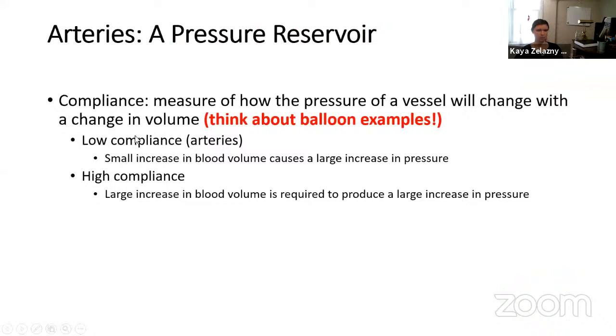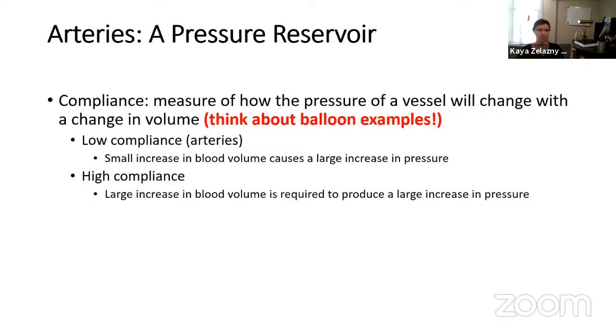Okay, so a little deeper on compliance here. So compliance is a measure of how the pressure in a vessel changes with a change in volume. I only have my trusty little red balloon. I don't have like a big foil birthday balloon, but I want you to picture one in your head. Okay, so when you have like a little water balloon, right? You blow it up. It's pretty hard to blow up, right? You have to exert a lot of pressure to get that balloon to get bigger, right? It's really hard. You huff, you puff.